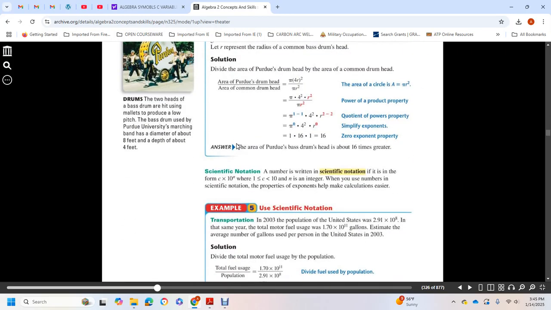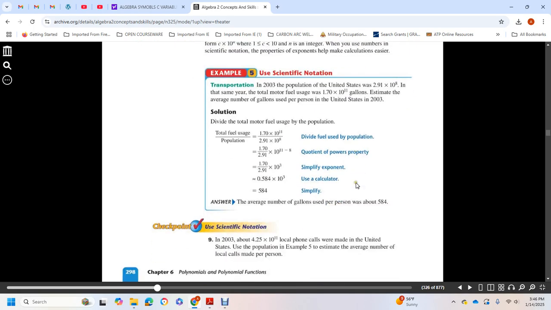Scientific notation is a number written in the form c times 10 to the nth, where 1 is less than or equal to c, c is less than 10, and n is an integer. Using numbers in scientific notation and the properties of exponents helps make calculations easier.